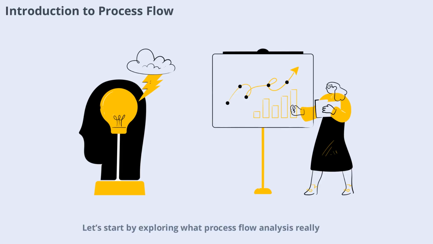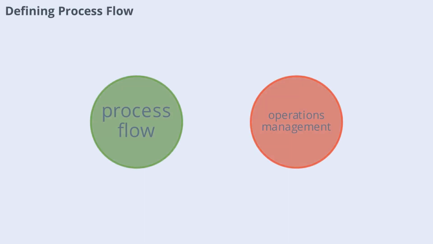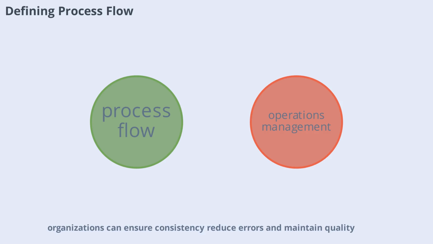Let's start by exploring what process flow analysis really means and why it's so crucial for operational success. Process flow refers to the sequence of activities or steps that transform inputs into outputs within an organization. Think of it as a roadmap that guides products, information, or customers through various stages. By clearly defining each step, organizations can ensure consistency, reduce errors, and maintain quality. Understanding the process flow is the first step toward effective management and continuous improvement.